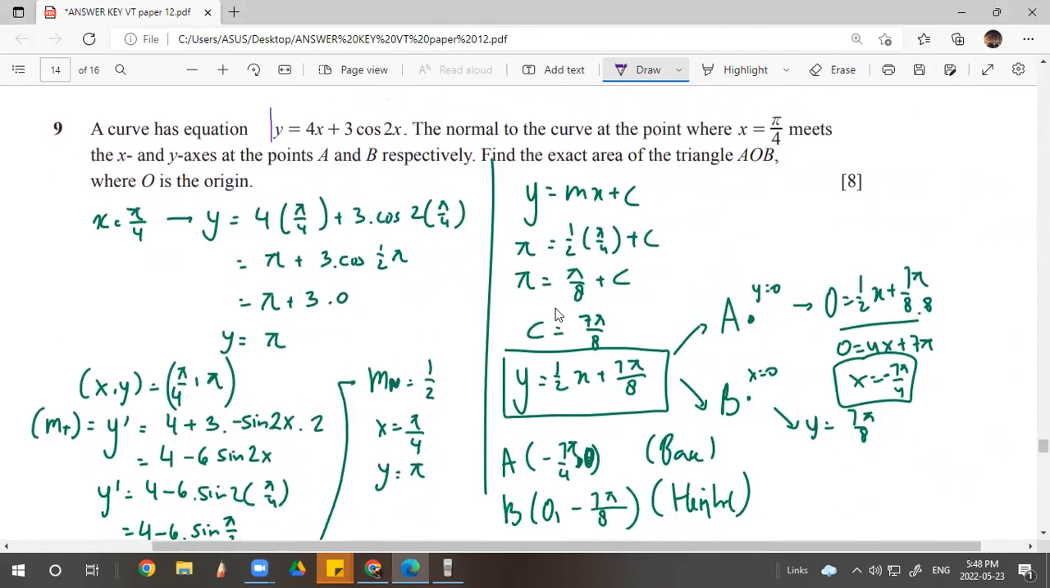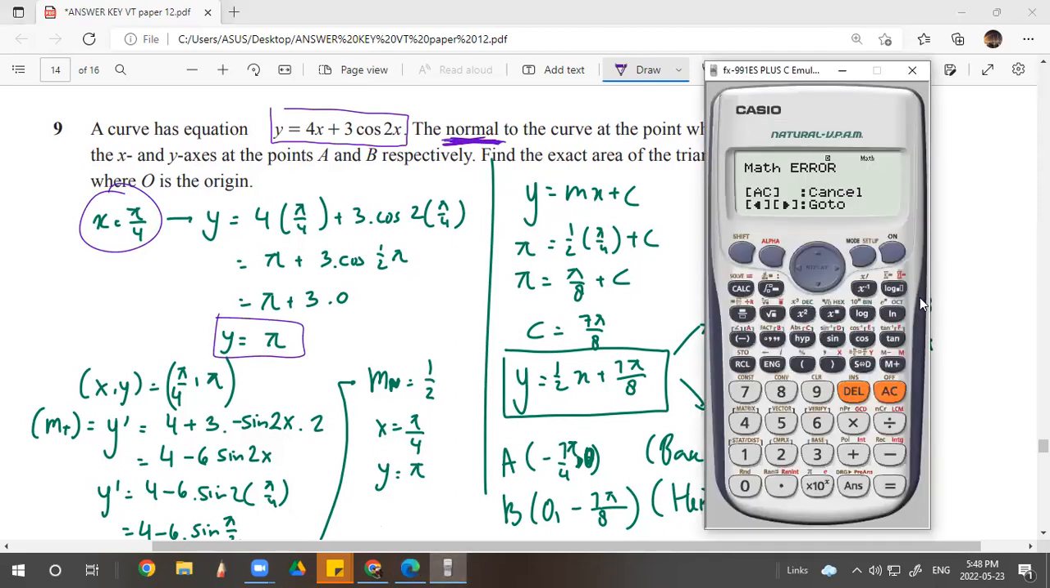A curve has this equation. The normal to the curve, see the normal, so make sure that you use the right m, where x equals pi over 4. What is x equals pi over 4? It is in radian form. So if x equals pi over 4, you need to find the y first, right? I pick y is pi.